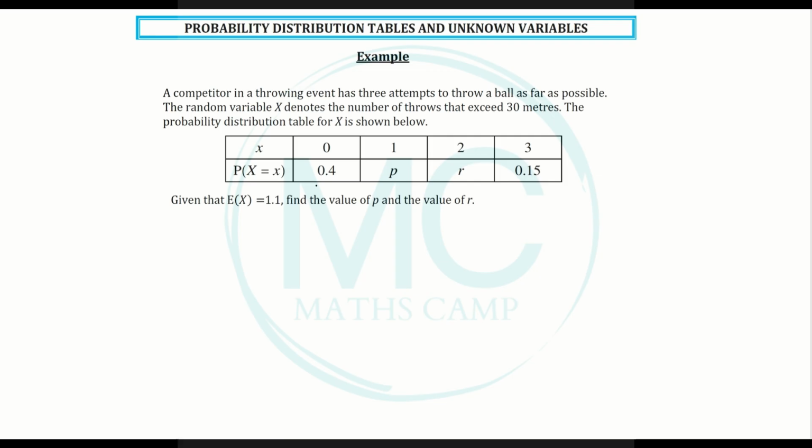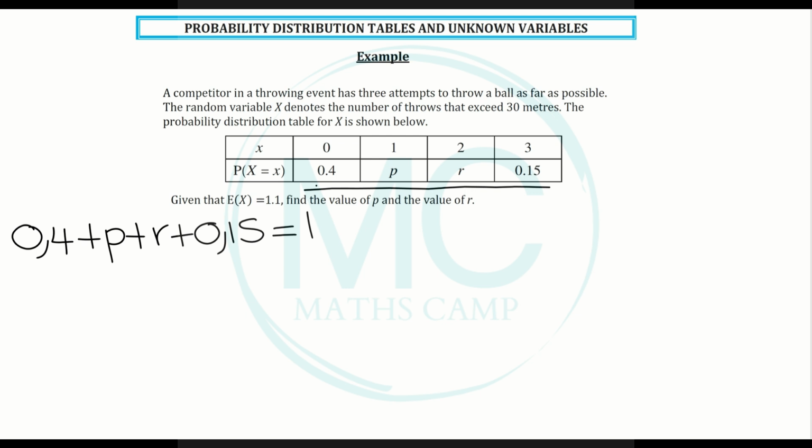Let's start with the basic equation. We know that if we add these values together, we will get a sum of 1. So I can say 0,4 plus p plus r plus 0,15 is equal to 1. Now I can tidy this up. I have p plus r plus 0,55 is equal to 1. I'm going to leave this equation as it is for now.